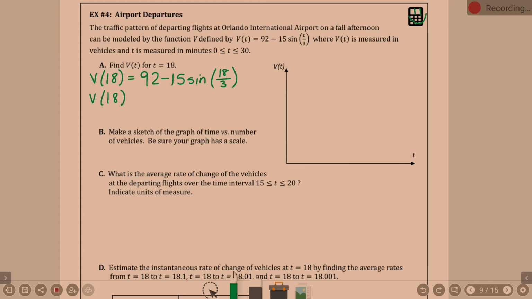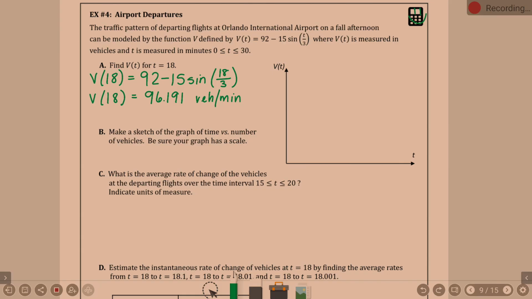Your calculators have to be in radians. We just assume radians unless they give us degrees. They never give us degrees in calculus, or maybe never to my memory. What are we getting here? 96.191 would be vehicles. It would technically be vehicles per minute because V of t is measured in vehicles and t is measured in minutes.